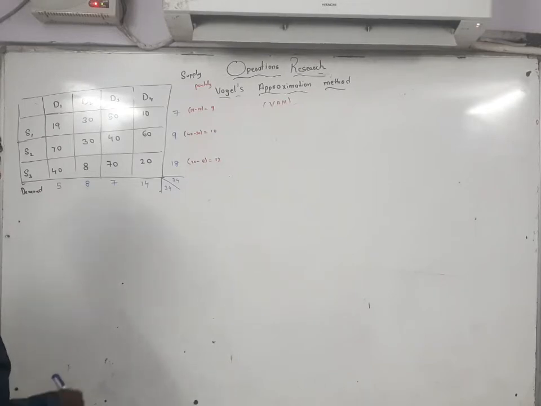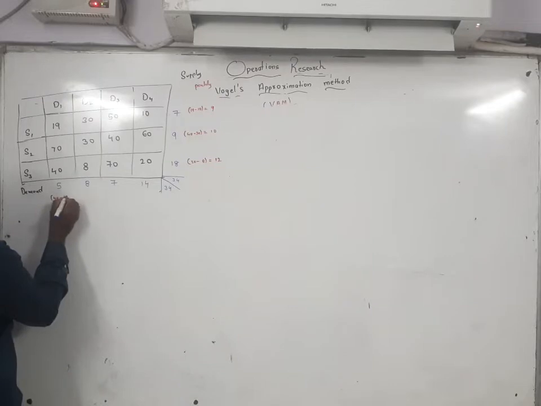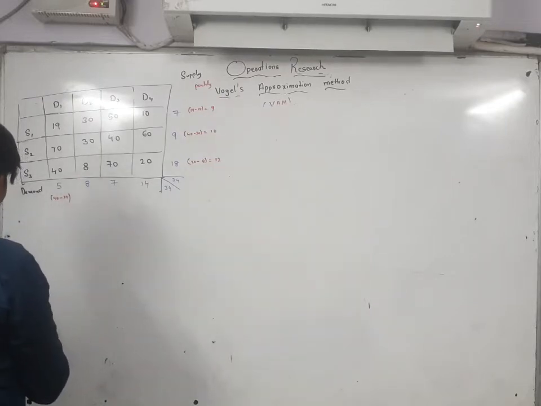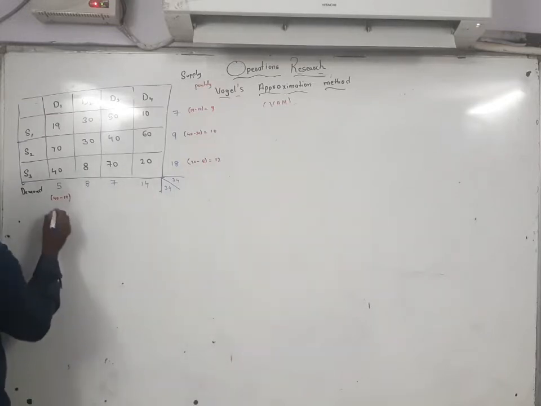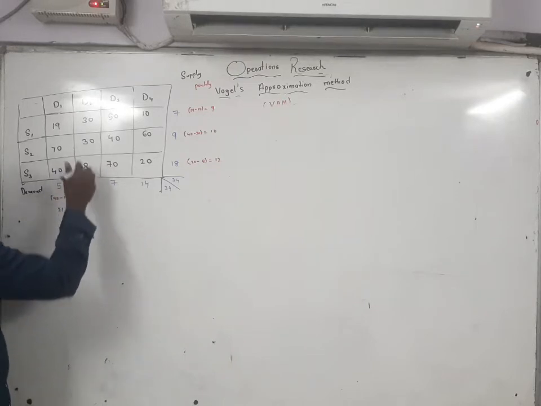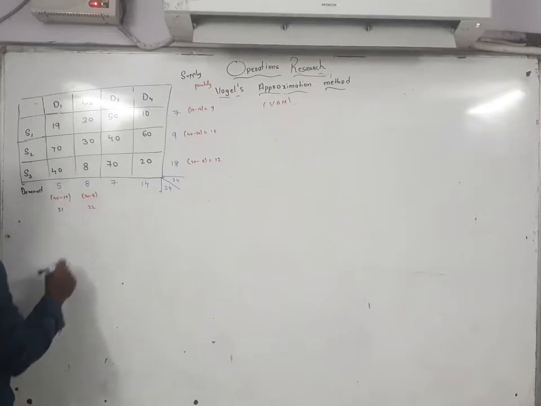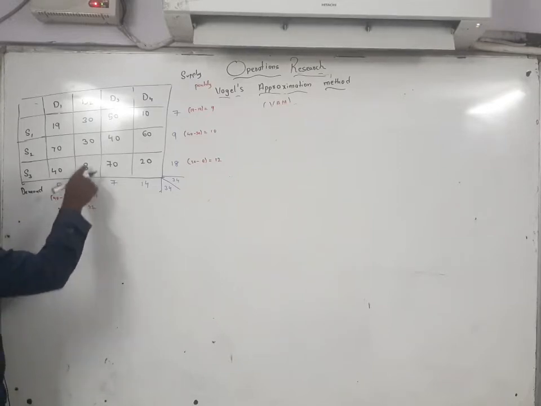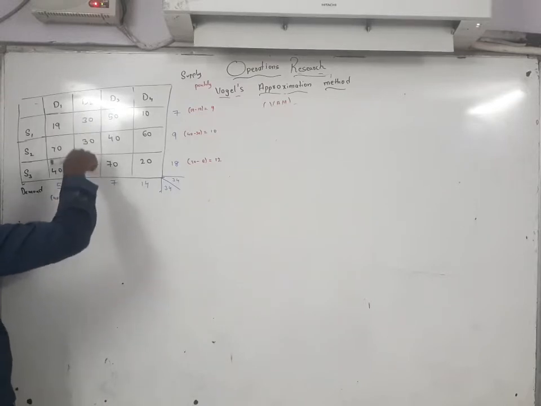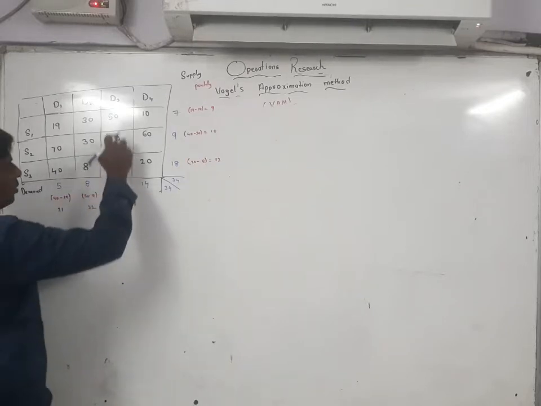Next you have to find out the column penalty. Here you have to select the two least terms. So it is 40 minus 19. Here you are getting penalty 21. Next, the least term 30 minus 8. See, in this column the least one is 8 and another one is 30. So 30 minus 8, how much do you get? 22.